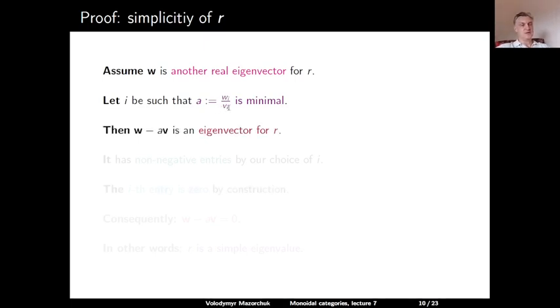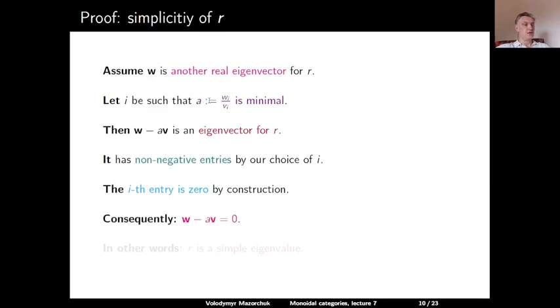And now we can consider the linear combination W minus a times V. Since it's a linear combination of two eigenvectors for the eigenvalue R, it is an eigenvector with this eigenvalue. All entries of this eigenvector are non-negative because of our minimality of a, and the ith entry is 0, again by the definition of a. So this vector must be the 0 vector, and in other words, V and W are linearly dependent. So R is indeed a simple eigenvalue.